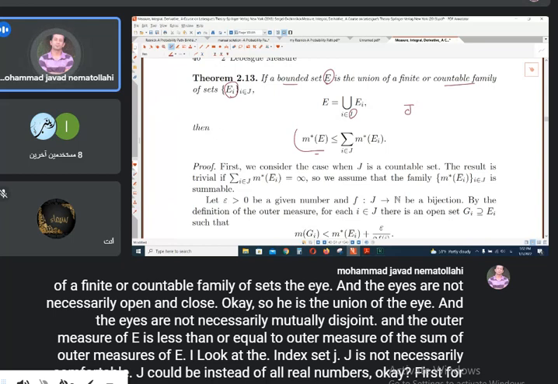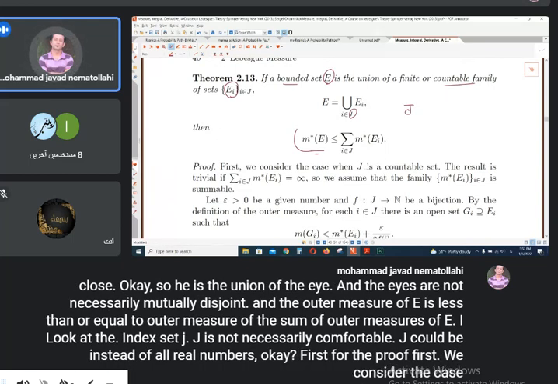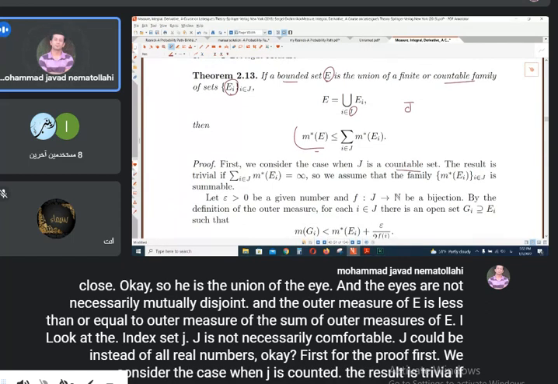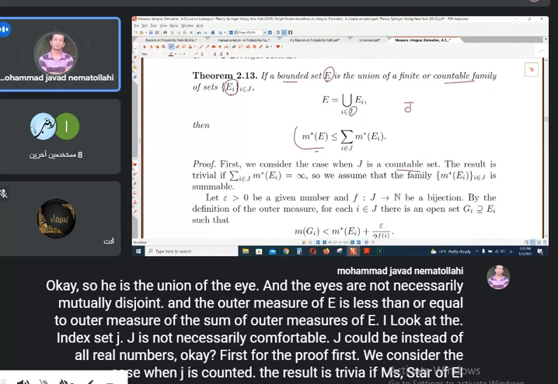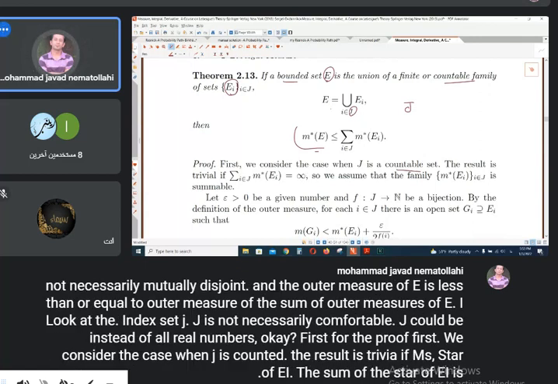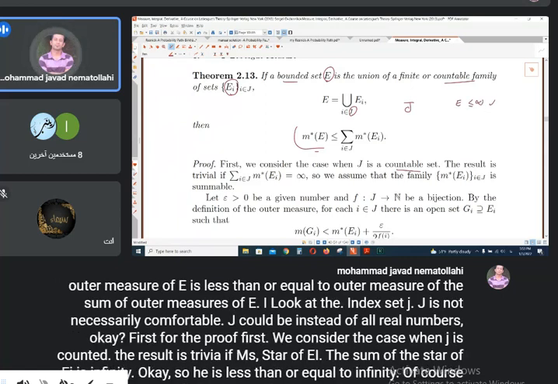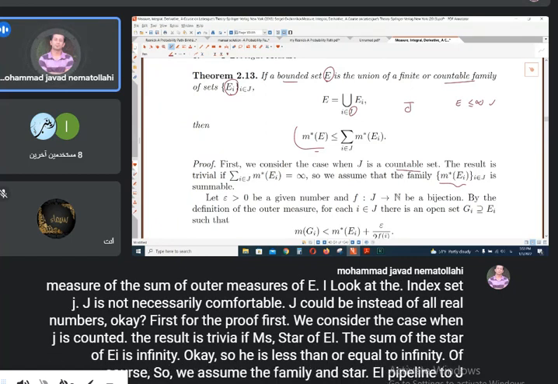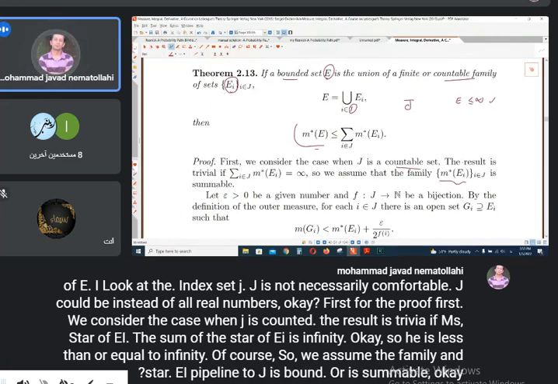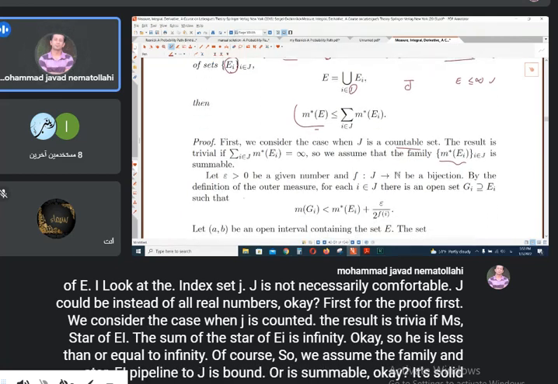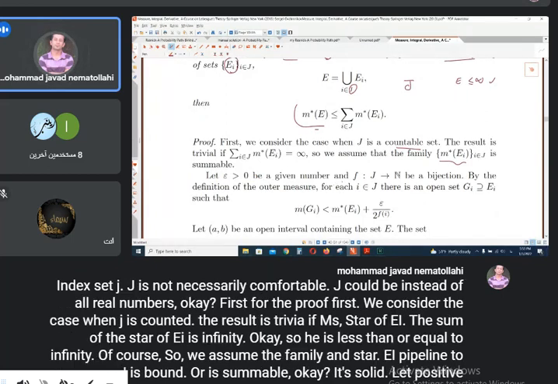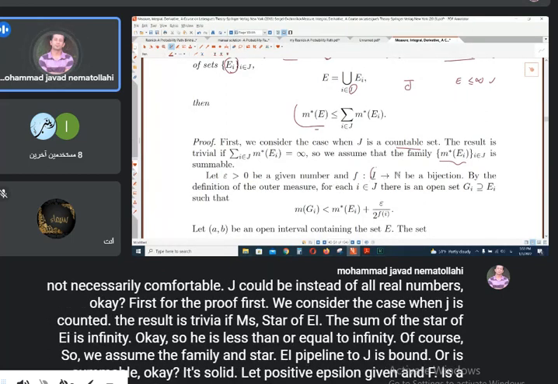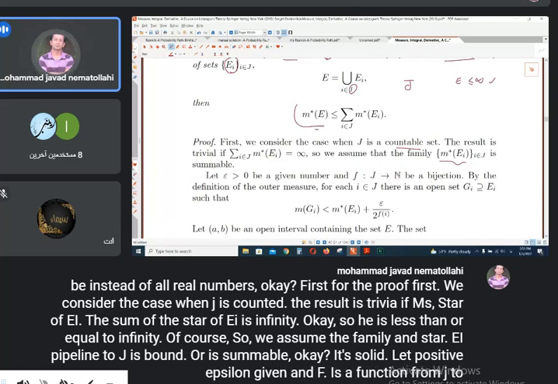For the proof, first we consider the case when J is countable. The result is trivial if the sum of M star of Ei is infinity, since the outer measure of E is less than or equal to infinity, of course. So we assume the family M star of Ei, i belongs to J, is summable. Let positive epsilon be given and f, a function from J to N, be a bijection.